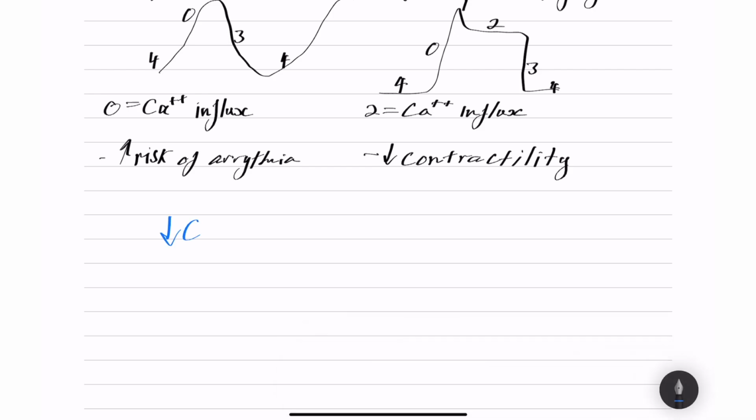As a general rule with the ECG, decreased calcium leads to prolonged QT intervals and increased calcium leads to shorter QT intervals.